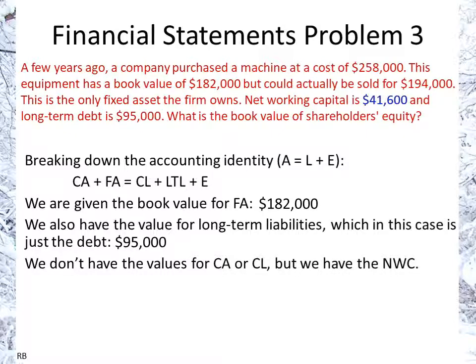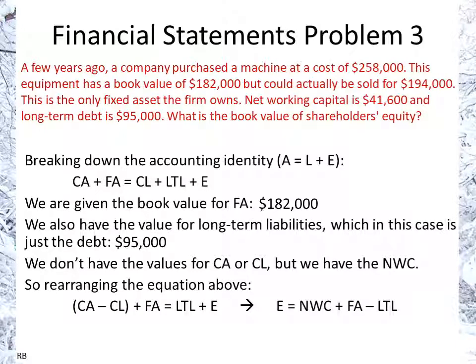Now we don't have current assets or current liabilities, but we have net working capital of $41,600. So we just need to do a bit of rearranging of the original equation. If we subtract current liabilities from both sides, you have CA minus CL, like we have down here. And on this side, the CL disappears, and we have long-term liabilities plus equity.